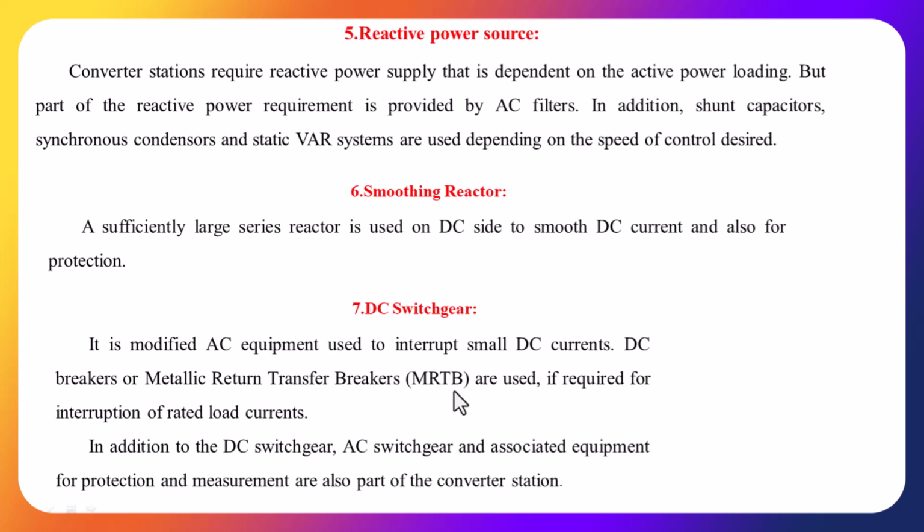In addition to all these apparatus, an HVDC system requires AC switchgears and associated equipment for the protection of the SCR, the station and the transformer, and it also requires a measurement part for the converter station for the effective protection of the overall HVDC system.